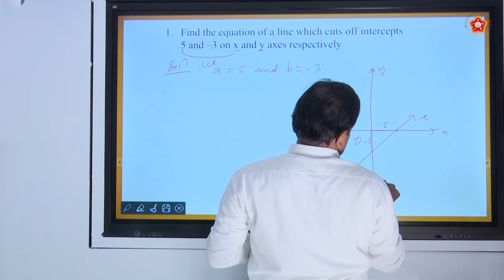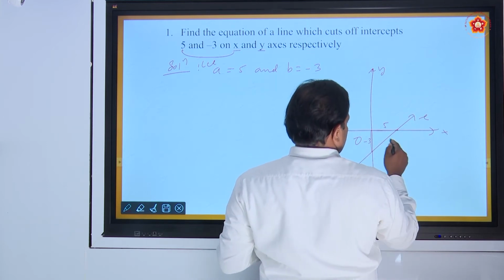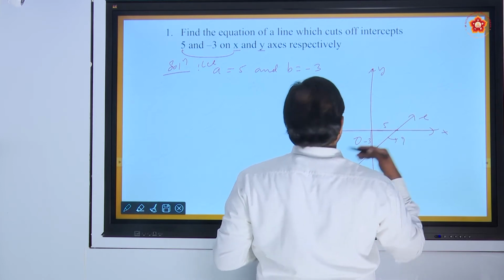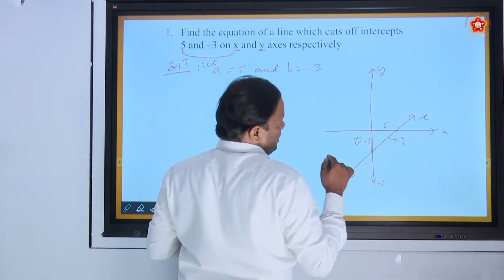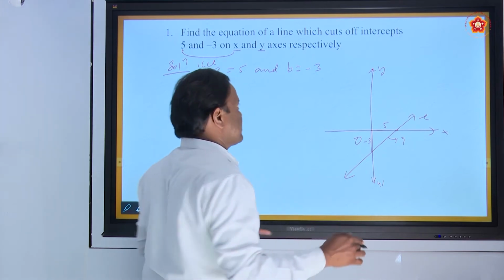The y intercept is negative here. Therefore, the line will come like this. You have to write the equation of this line. Write the equation of the line L. Use the equation of a line in intercept form, because here the intercepts x and y are given.